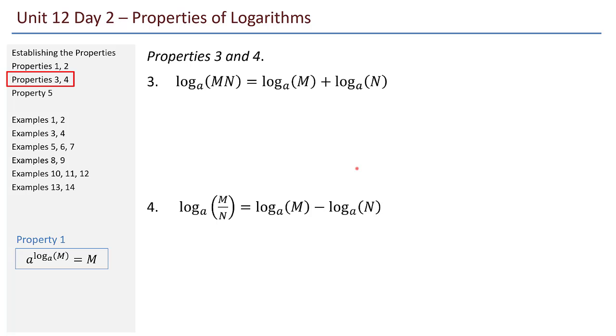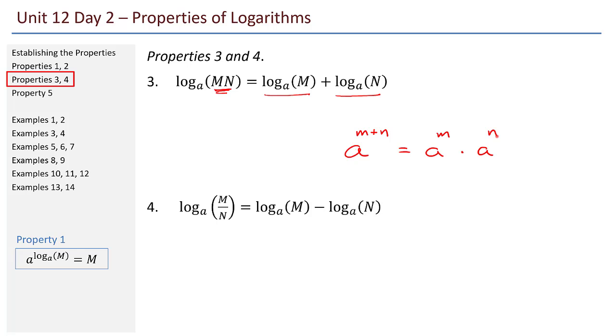Properties 3 and 4 are really interesting. Look at property 3. The log of a product of numbers is a sum of the two logs. This is exactly the opposite of exponentiation. There's this rule of exponents that says a to the m plus n equals a to the m times a to the n. Look what's happening.